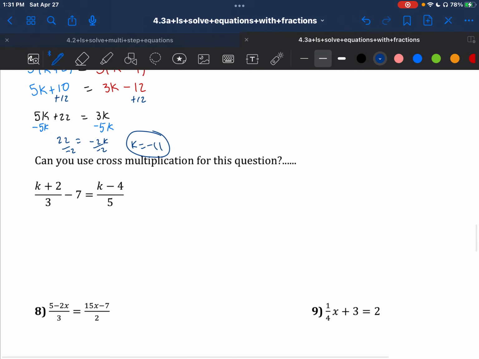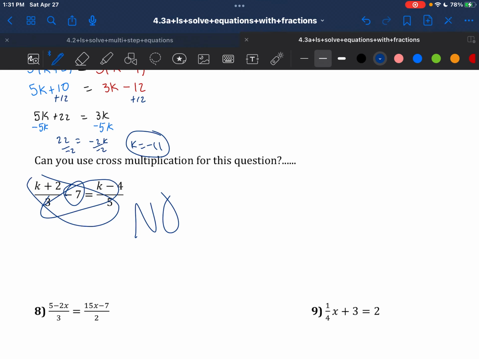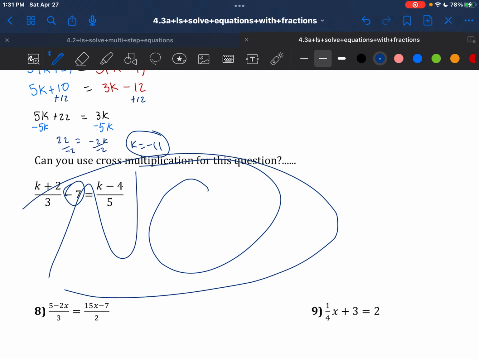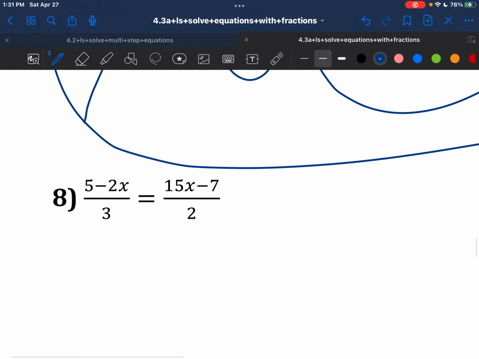Okay. Can you use cross multiplication for this question? So the problem with this question is we have this. So no. Simply no, because if we do that, we see there's something in the middle. No, big no. Let's try for this question.